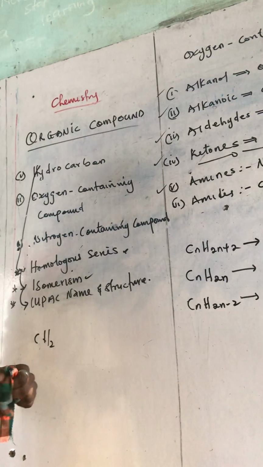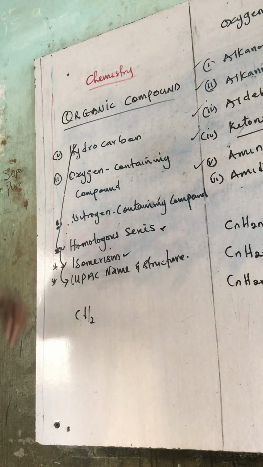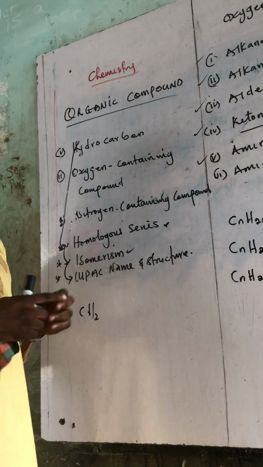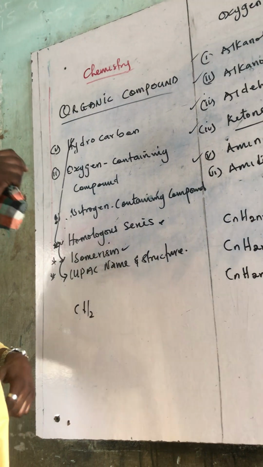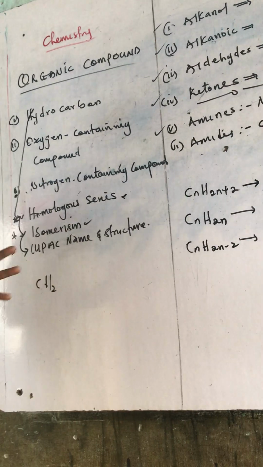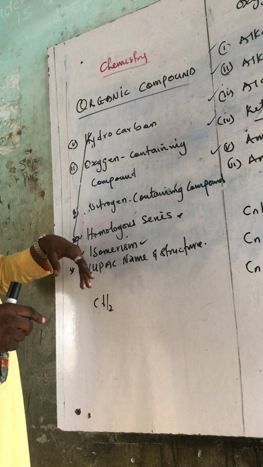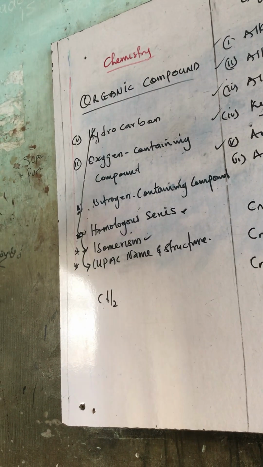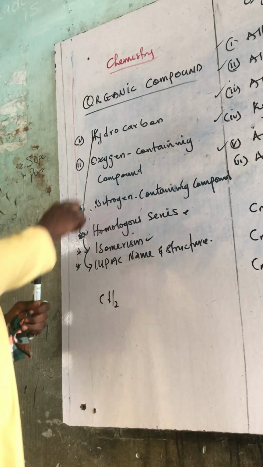Now, the last aspect of organic chemistry we shall be looking at today. I have not covered all, but at least I've been able to cover about 60% of organic. So the last aspect we shall be looking at is when carbon bonds with oxygen.